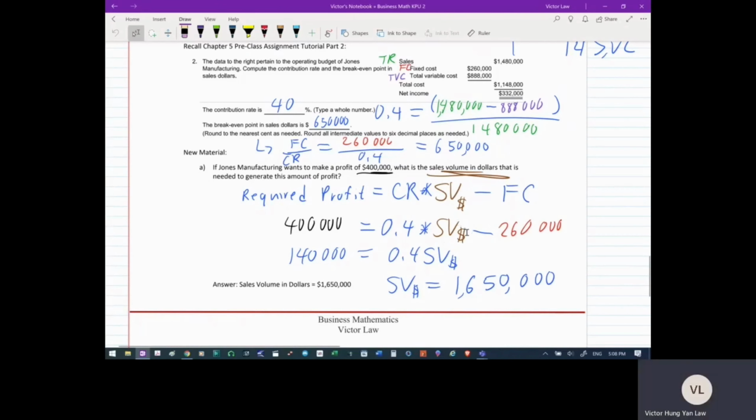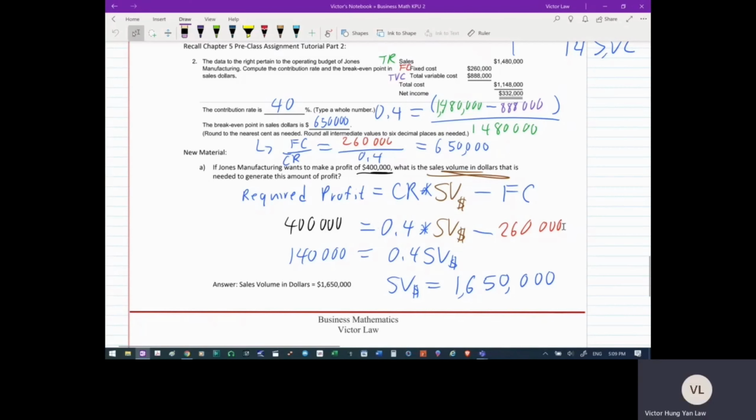We're given that we want $400,000 in profit. We put that as the required profit, $400,000, and substitute that into the equation. We also have the fixed cost from the question. Fixed cost is $260,000, so we substitute that into the equation. The contribution rate we calculated from the pre-class assignment video that you watched. Contribution rate was 0.4, or 40%, and we substitute that into the equation.